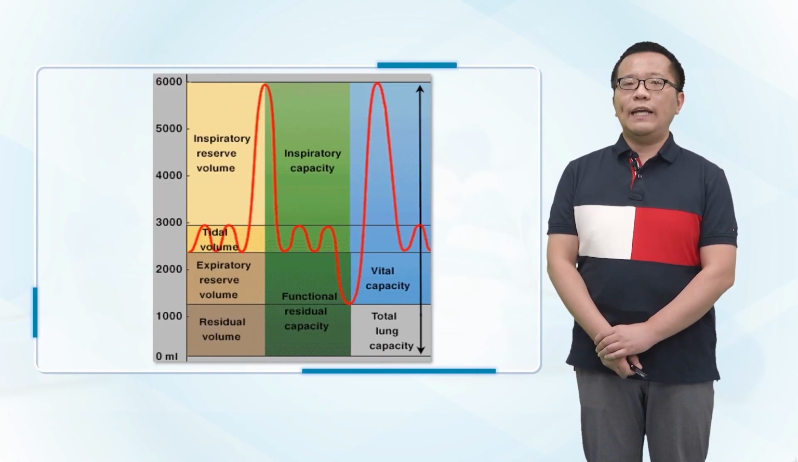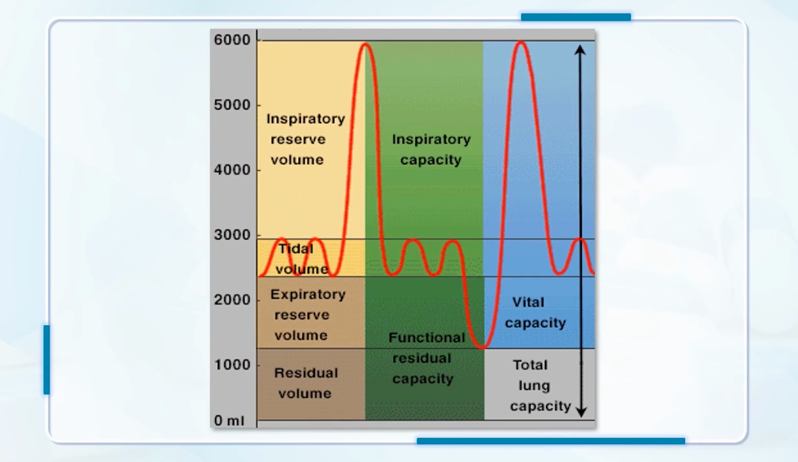Inspiratory capacity is equal to tidal volume plus inspiratory reserve volume. Functional residual capacity is equal to expiratory reserve volume plus the residual volume. Vital capacity is the sum of inspiratory reserve volume, tidal volume, and expiratory reserve volume. Total lung capacity is the sum of inspiratory and expiratory reserve volume plus the tidal volume and the residual volume.